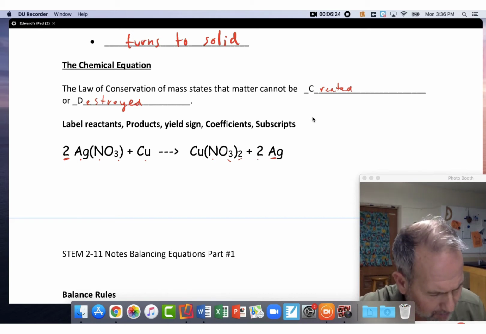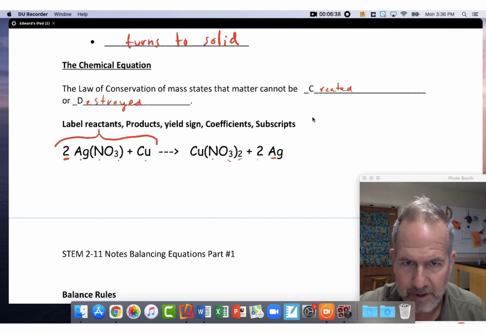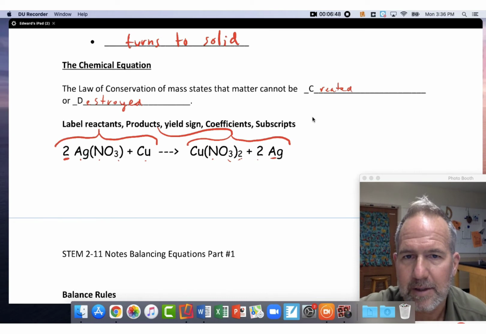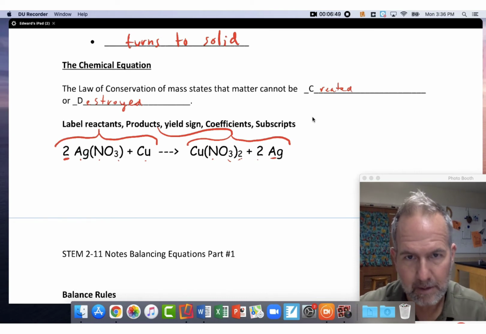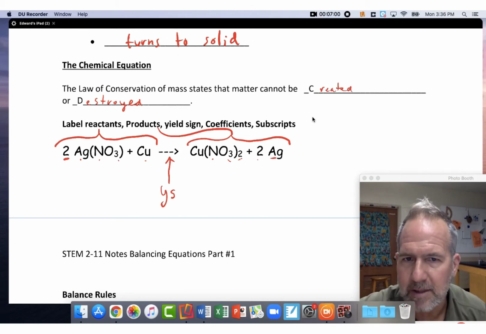Now let's label this. Now I have these words up here. We'll just draw arrows. The reactants are everything on this side of the arrow because the arrow is showing where it's going to go, what it's going to change into. Okay. And then the products are going to be everything that are on this side of the reaction. Okay, now we have 3 more things. Yield sign. The yield sign is right here. Okay, it just shows you which way the reaction's going.